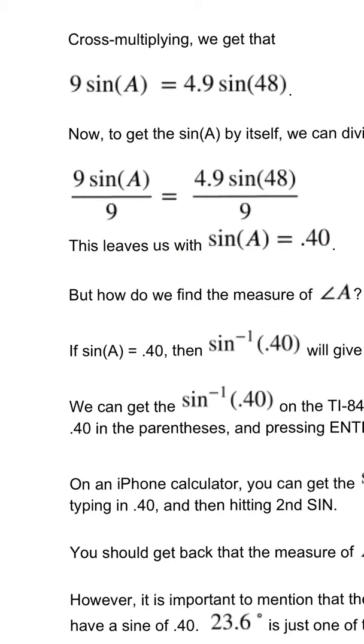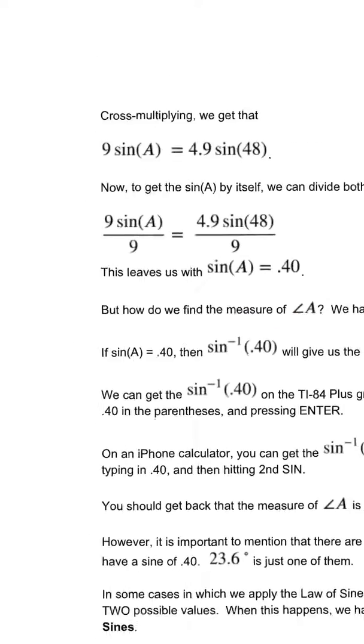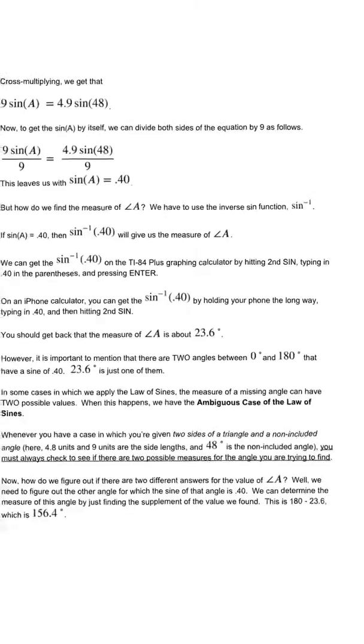Well, this is where we have to use the arc sine function or the inverse sine function. So that's sine -1. And you can get that on your calculator if you're using a TI-84 graphing calculator by hitting second sine and then just putting the 0.40 in parentheses and then pressing enter. So when you do that, you should get that the measure of angle A is 23.6 degrees.